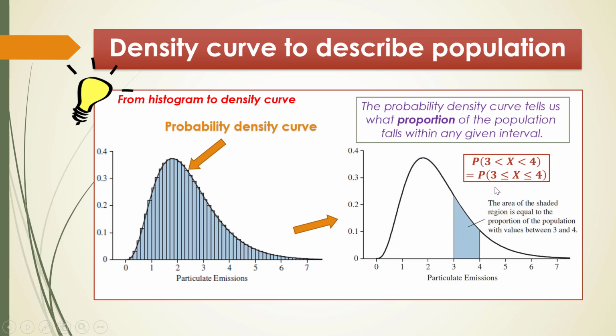So the probability density curve basically tells us what proportion of the population falls within any given interval. In this example, the given interval is 3 to 4. That's how we construct the density curve and how we interpret the density curve to make inferences for the population.